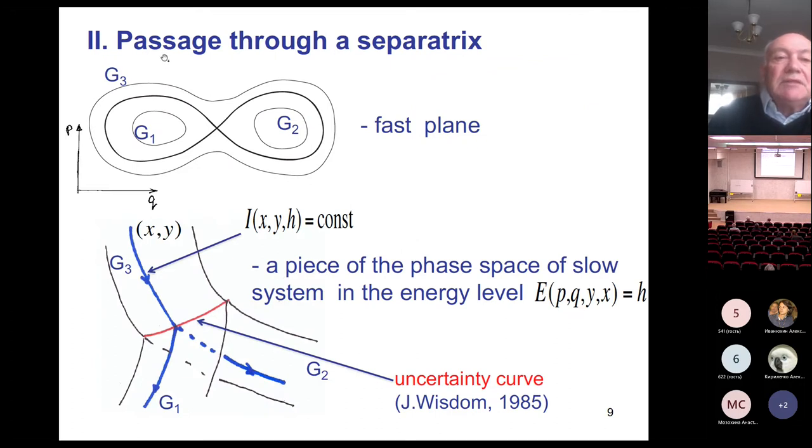So our topic is destruction of adiabatic invariant. And the first mechanism is related to passage through a separatrix. Again, we have a slow-fast Hamiltonian system with 2 degrees of freedom. And we assume that in the phase space of fast motion, there is a separatrix like this figure 8. This divides the plane into 3 domains: outside the separatrix and 2 domains inside the separatrix loop. But in the process of motion, the phase point can cross the separatrix because it's the phase portrait of the fast system, not of the whole system. This was a classical question, already discussed by Ehrenfest.